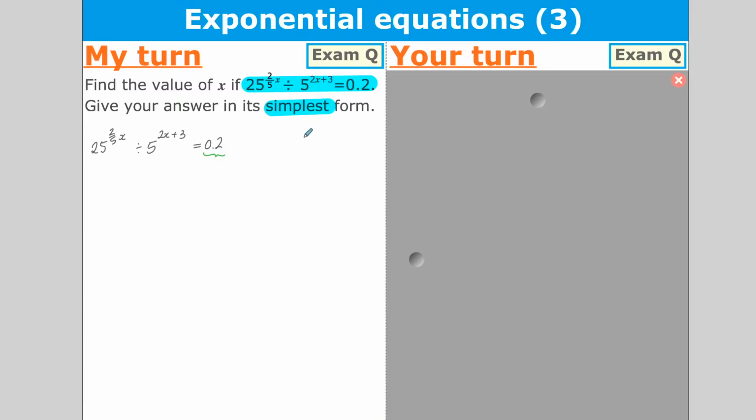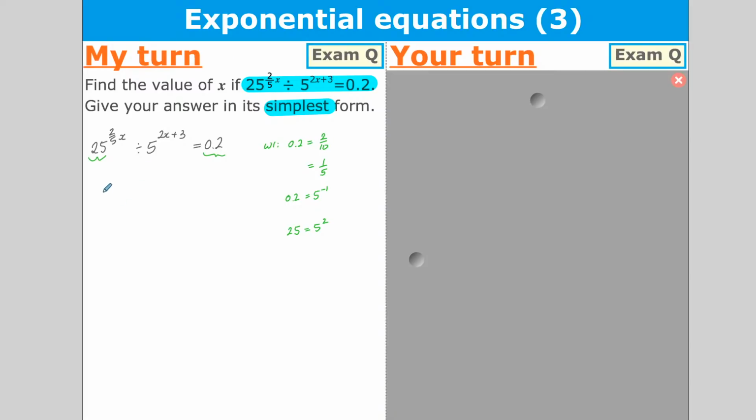Let me deal with this 0.2 first. Let's do some working. What's 0.2? 0.2 is 2/10, or you should just know that as 1/5, and that is 5 to the negative 1. So we have our 0.2, we can convert this. And 25, you should know, is 5 squared. So we're going to stick in 5 squared here, and 5 to the power of negative 1 here.